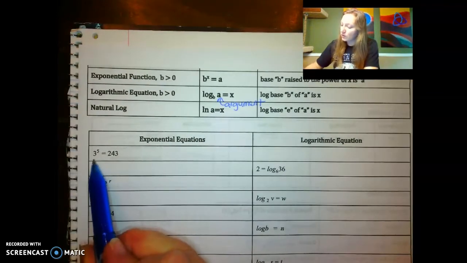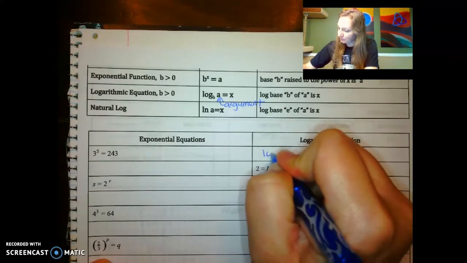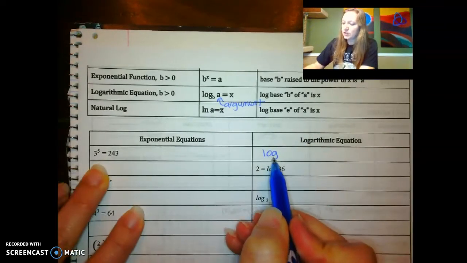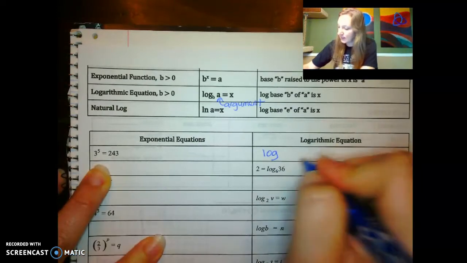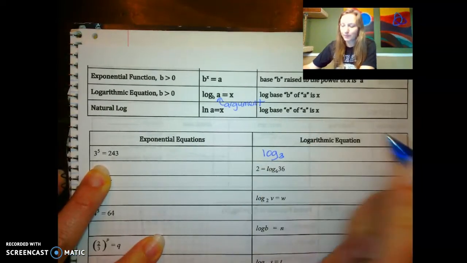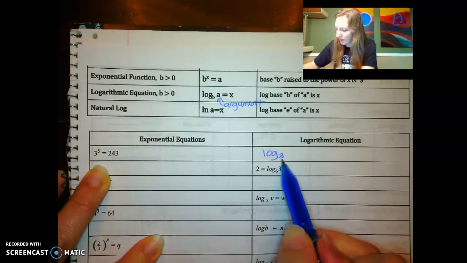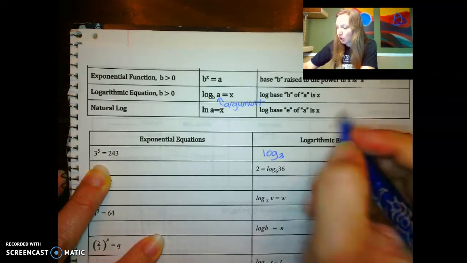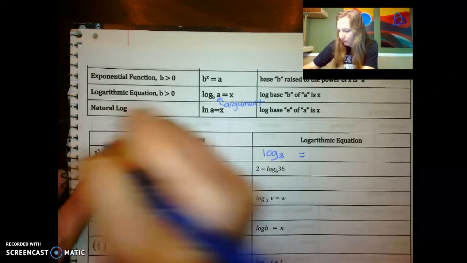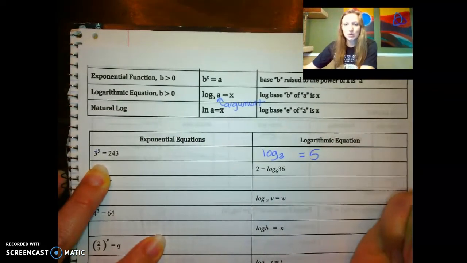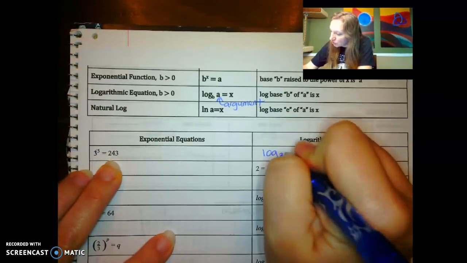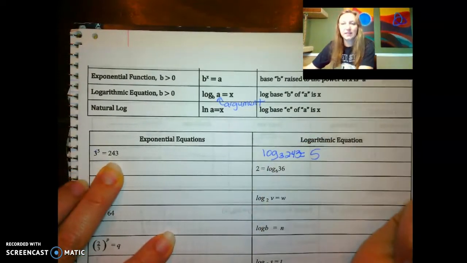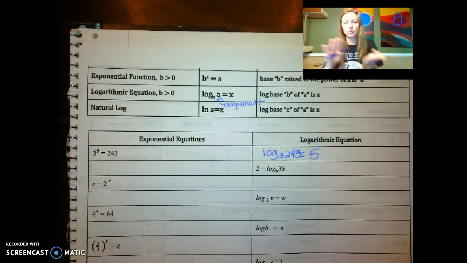So if I want to rearrange this one, for example, I want to arrange this into log form. The base of this exponent is going to become the base of the log. So the base stays the base. Remember that a log always answers for the exponent. So it is going to equal 5 because that's how we undo it. And then 243 is going to be the argument. So that is how you would rearrange from exponential form to log form.